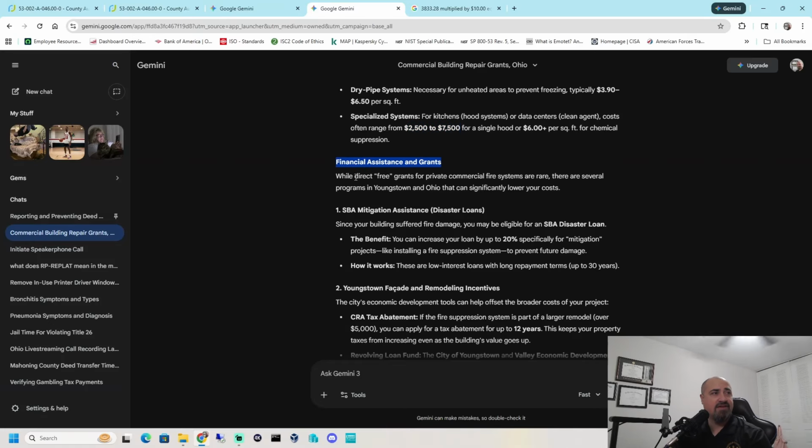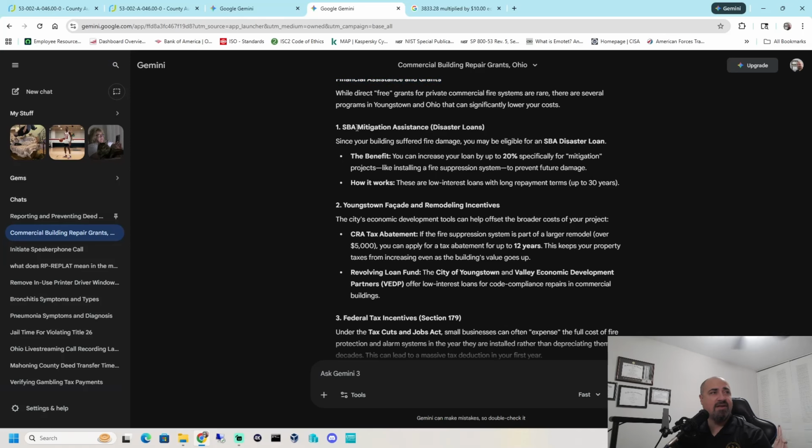Financial assistance and grants. While direct free grants for private commercial fire systems are rare, there are several programs in Youngstown, Ohio that significantly lower your costs. So, SBA mitigation assistance disaster loan. Since your building suffered fire damage, you may be eligible for an SBA disaster loan. The benefit: you can increase your loan by up to 20% for mitigation projects. And how it works, these are low interest loans with repayment up to 30 years. It's like getting a mortgage. You might as well have bought the building for $30,000.